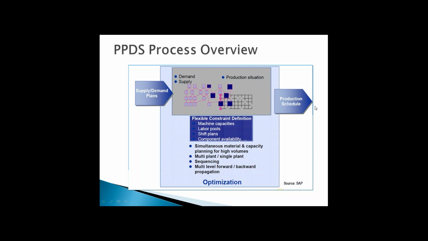That means, as I told, when I want to start up my production, what are the constraints we are defining in this PPDS? Machine capacities and labor pools, shift plans. If my organization is running in 3 shifts, I have to define when shift A starts, B starts, and C starts. And component availability. In this simultaneous material and capacity planning, that is nothing but finite planning. And multi-plant or single plant sequencing can happen in PPDS. Multi-level forward or backward propagation we can do.